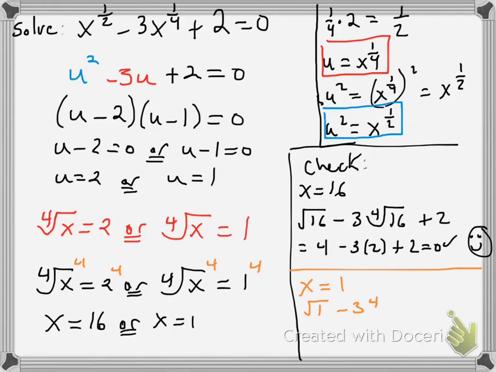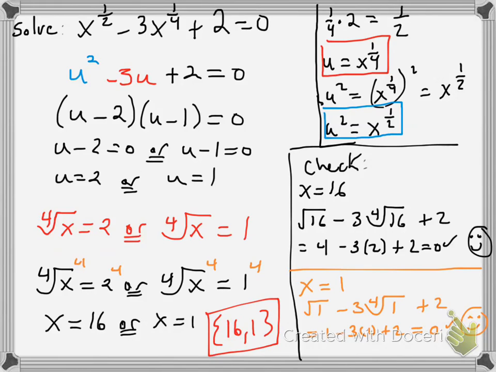And we'll try 1. 1's a little bit easier. The 4th root and the square root of 1 is both 1. And we get 0 also. So we have two solutions, and they are both good.